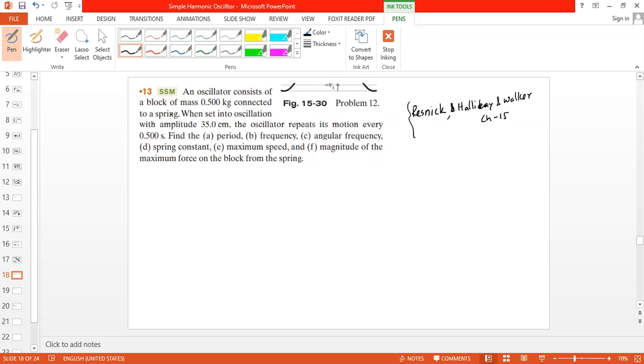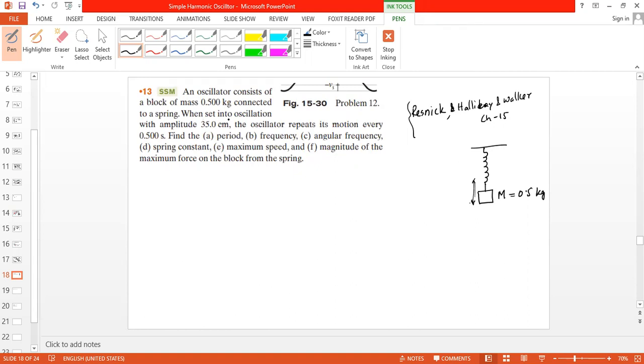An oscillator consists of a block of mass m equal to 0.5 kg connected to a spring. That is, a spring is connected to an object having mass m equal to 0.5 kg, which makes an oscillator. If you just pull this spring and release it, it is going to move up and down, up and down, and you will get a simple harmonic oscillator.